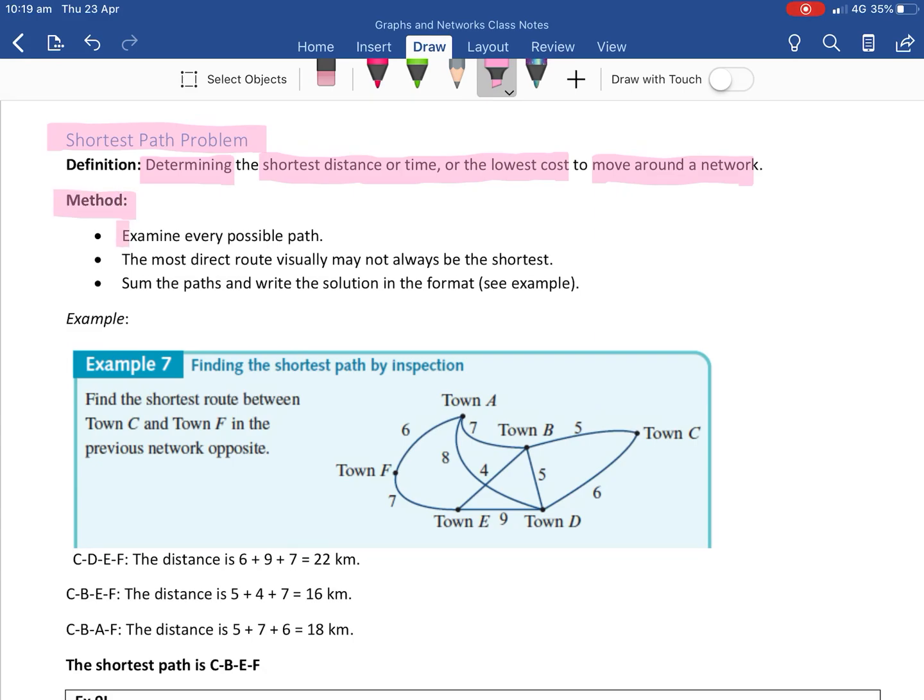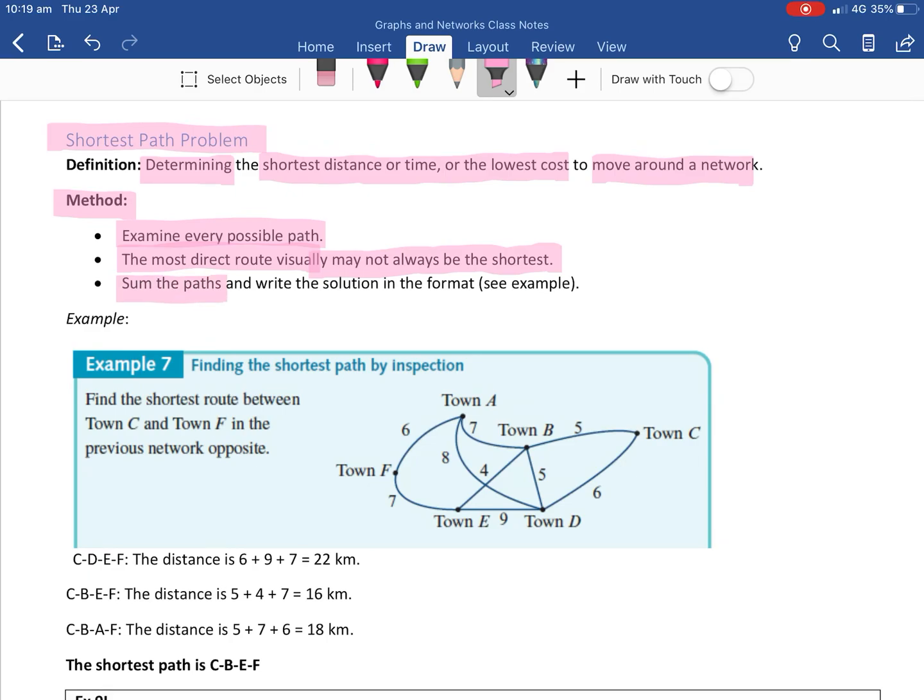Now, the method is important. You need to examine every possible path. The most direct route visually may not always be the shortest. Just quickly, in this example, you've got a really short looking edge here, but it's actually 7, whereas this big edge is 5. So you would expect the bigger edge to be 7, but it's not. You need to make sure you're not just looking at the actual physical length of it. You need to be looking at the numbers. That's why it's important to examine every possible path.